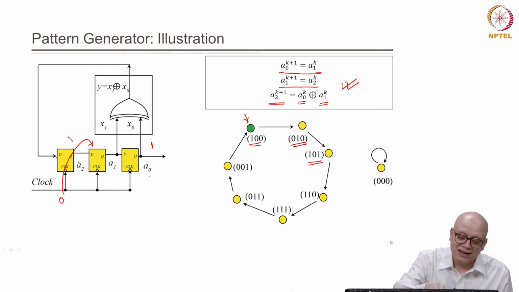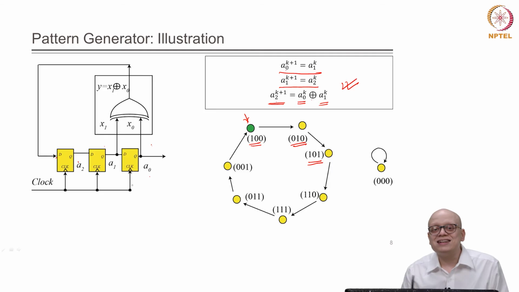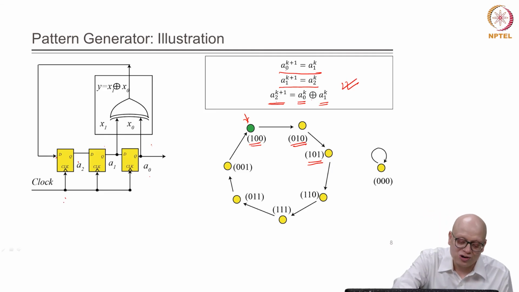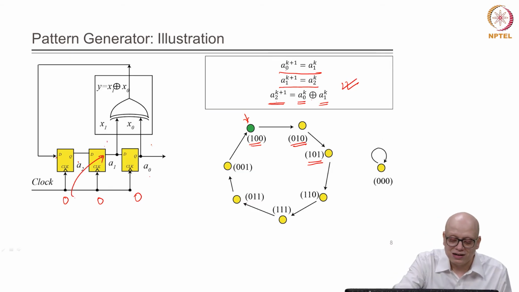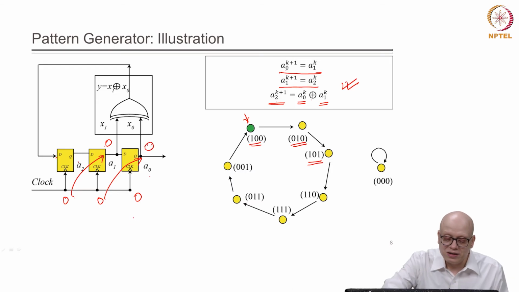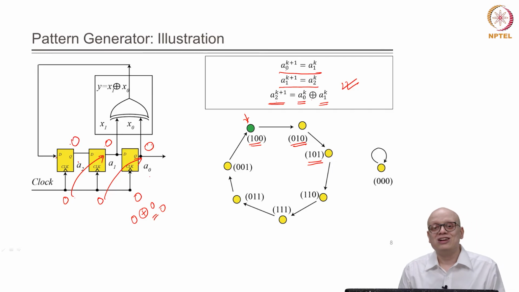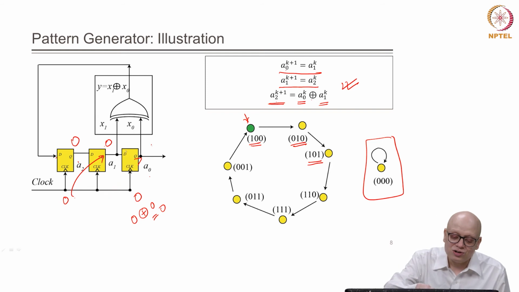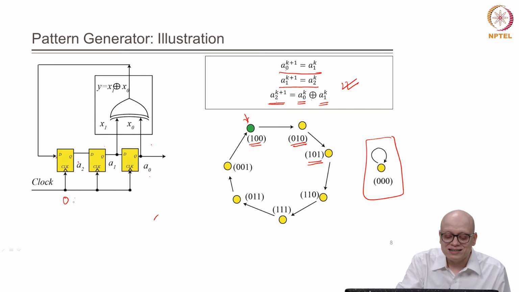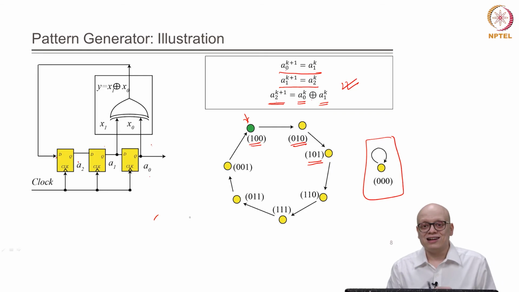Now, an interesting case happens if all the states are 0. Suppose the initial state was all 0, then what will be the next state? This 0 will come here, we will have 0, this 0 will come here, we will have 0, and A2 will be 0 XOR 0, which is again 0. So, the next state of A2 will also be 0. If it is in a 0 0 0 state, it will always get stuck. So, the all-0 state is a kind of forbidden state for an LFSR, because if it gets into that, it will get stuck in it.